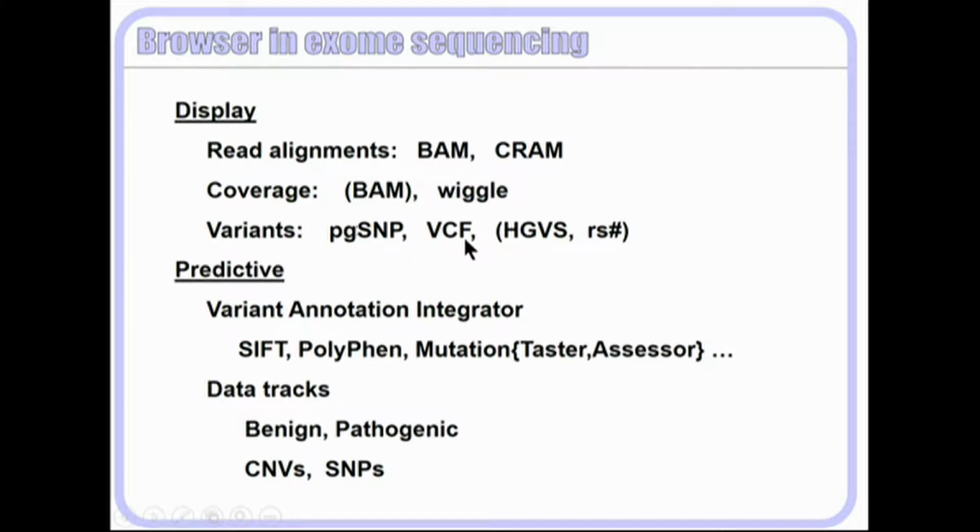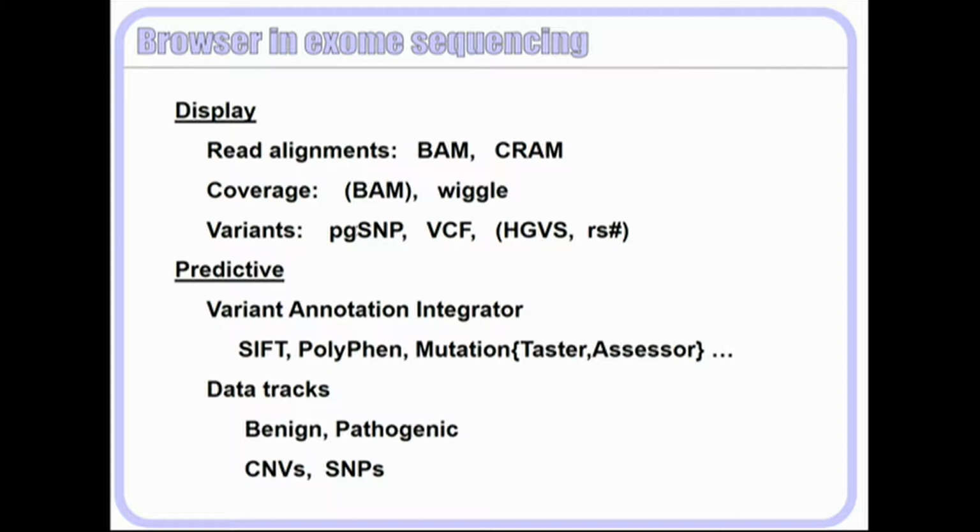If you have variants, VCF and PGSNP are input types that you can load data into the browser in these formats. And we also accept HGVS and RSIDs into one of our tools as input. And I'll mention that when I get to it. And that tool is the Variant Annotation Integrator, which is a predictive tool. It lets the genome browser tell you what your variants are going to do at the biochemical and somewhat biological level. It'll tell you if it's a missense or if it's a splice variant change or a frame shift.